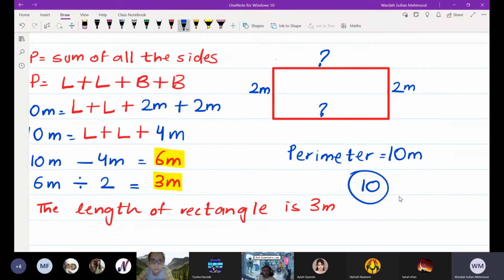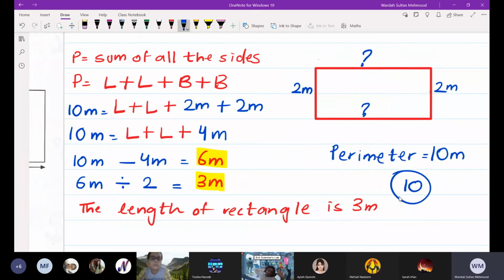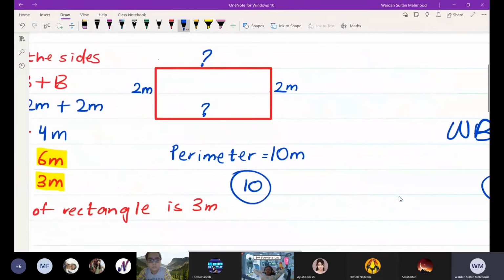I am giving away. So when you give away, you're basically subtracting, right? Giving away or taking out something means you're subtracting, because when you give something, you're left with a smaller number. It's not possible that you're giving away your candies and you would have more. You would always have less. So this is the reason why I subtract: I have 10 meters in total and I gave away 4 meters to these 2 breadths. So that's why I subtracted here, and I was left with 6 meters. That means I'm left with 6 candies here.